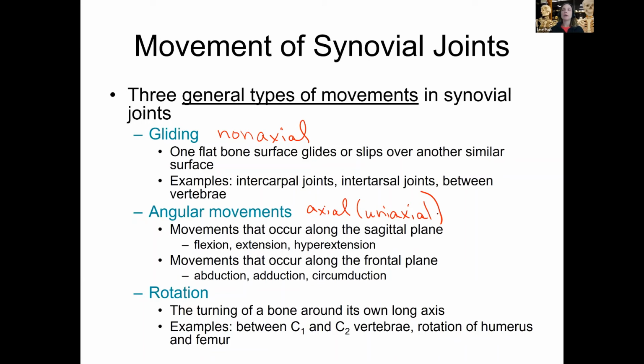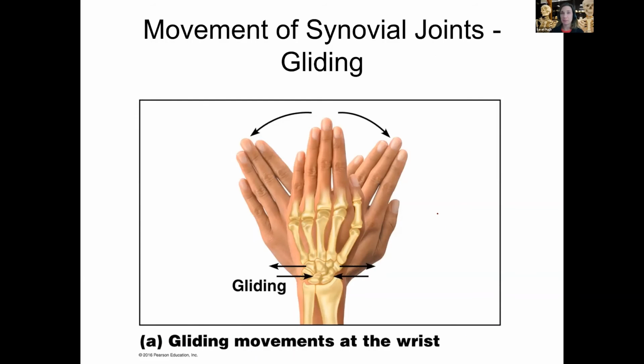And then we also have some rotational movements. So turning a bone around its long axis, like this, right? That would be a rotational movement. Or even being able to rotate your forearm, right? That's a rotational movement. So let's go through some of these more specific movements of synovial joints, right? So the first one I told you is gliding movements. So, you know, when you wave your hand this way, you've got some gliding happening here within those carpal bones.